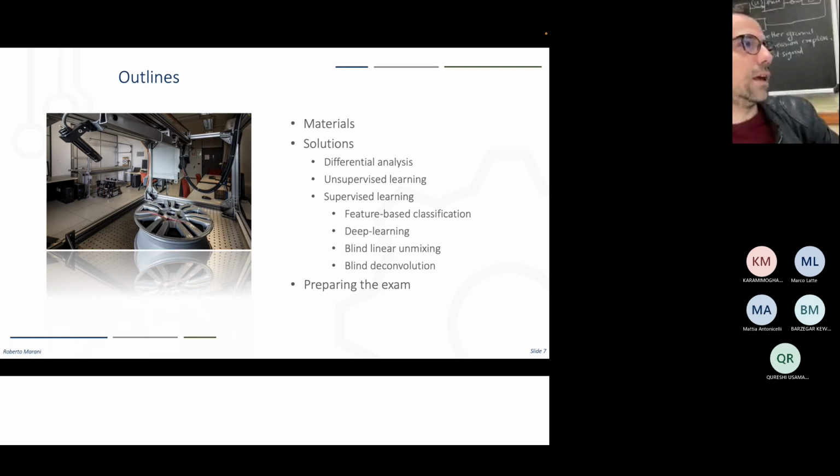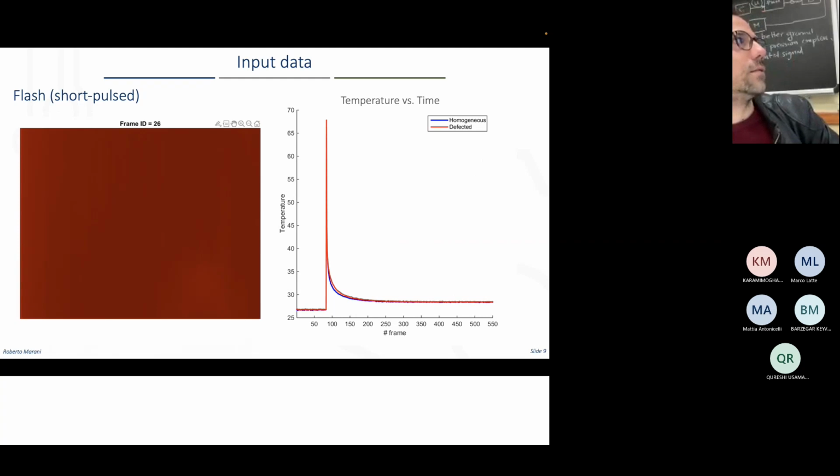So these are the outlines for today's presentation. We will start with the materials that in our group we have considered so far, just to give you a brief idea of the variability of the processes, and then some solutions. More or less, we will go through the things that we have already seen: differential analysis, so something that is deterministic, and unsupervised learning or supervised learning with feature-based classification, deep learning, or other techniques that I'm going to show you today. And then some words about the examination. So let's start with the material.